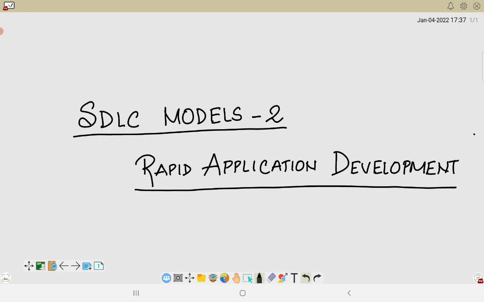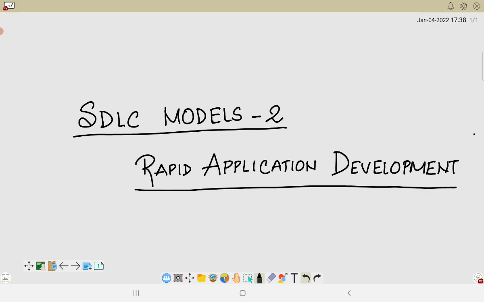In this video we will be talking about the SDLC models part 2, and here we will be covering the rapid application development model. So in my previous video we talked about the classical waterfall model, and we also talked about what are the advantages and disadvantages of the same.